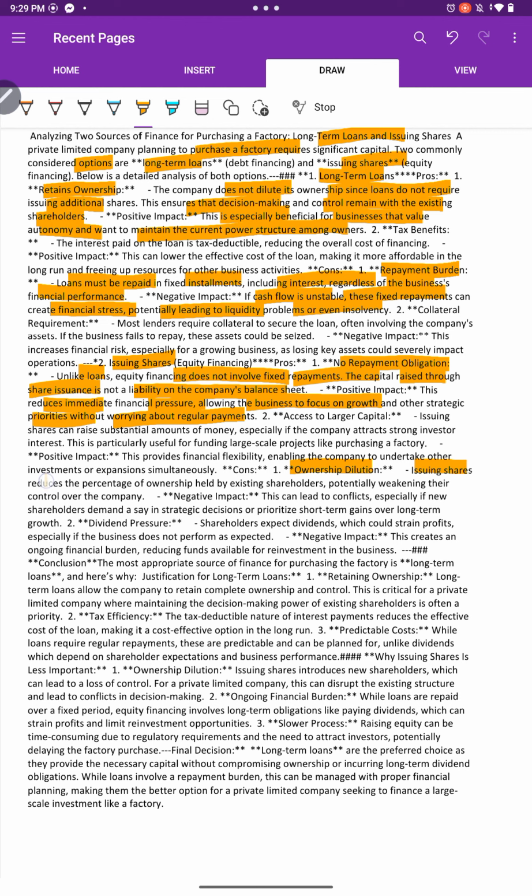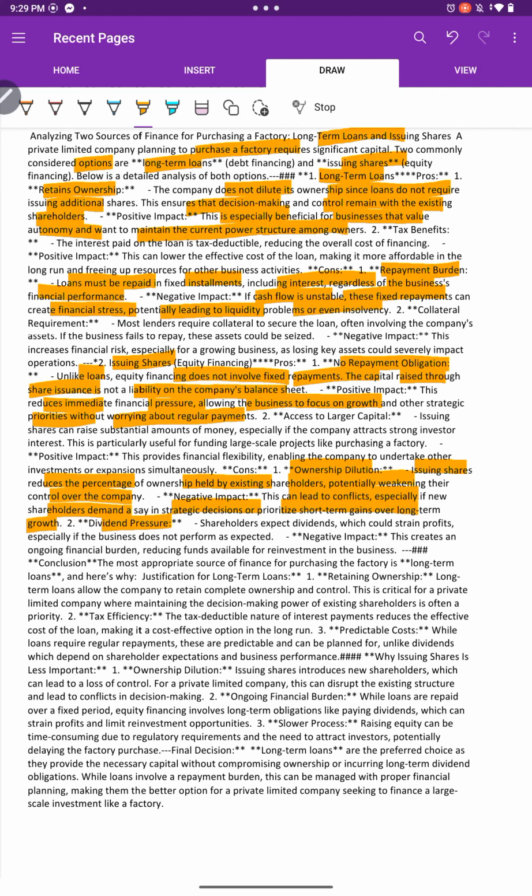Issuing shares reduces the percentage of ownership held by existing shareholders, potentially weakening their control over the company. This can lead to conflicts, especially if the new shareholders demand a say in strategic decisions or prioritize short-term gains over long-term growth. There's also dividend pressure, etc., as you can see.